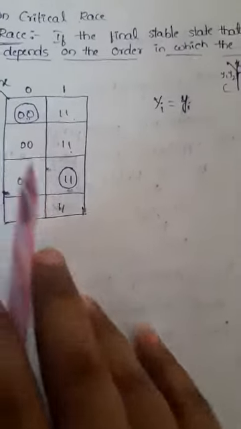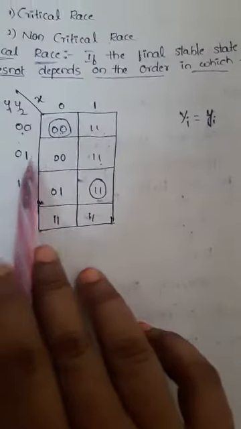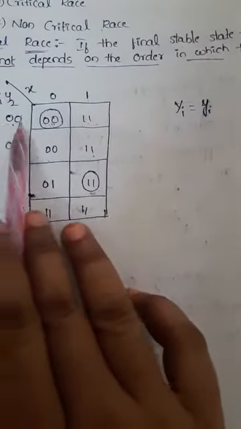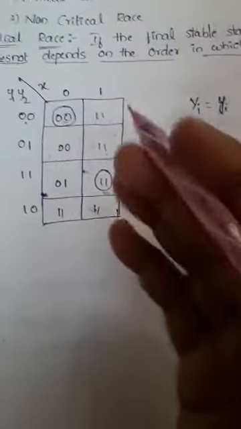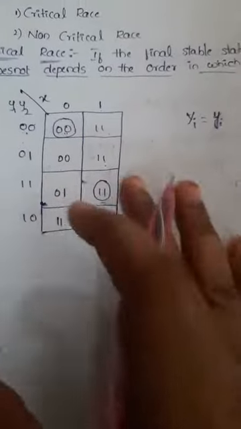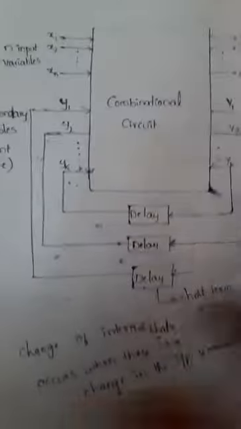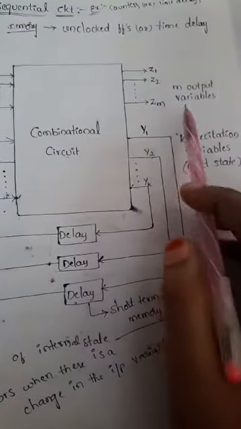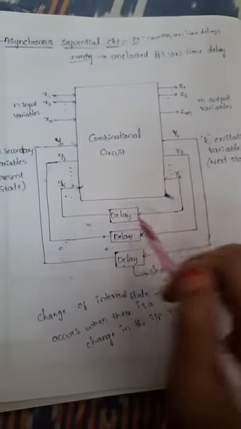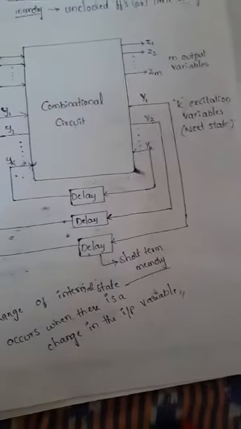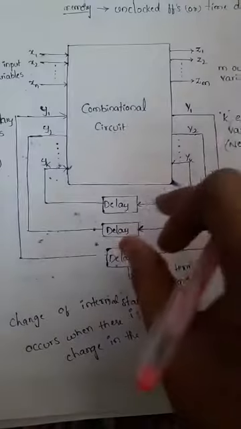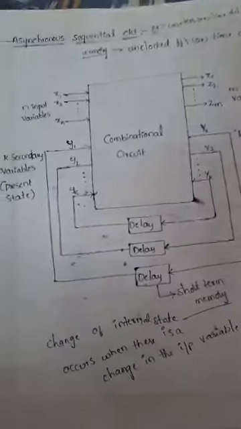Normally the present state and next state are connected through some delay elements, right? Observe the block diagram here. We have the present state values and next state values. The next state variables are connected through the delay elements, right? So the race condition arises with respect to the delay elements.